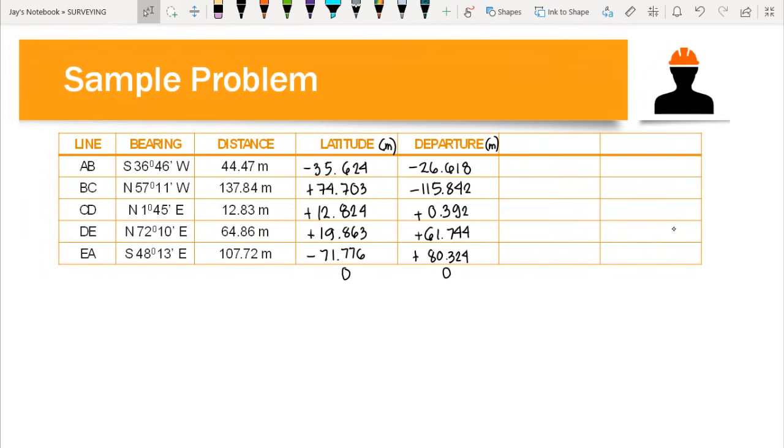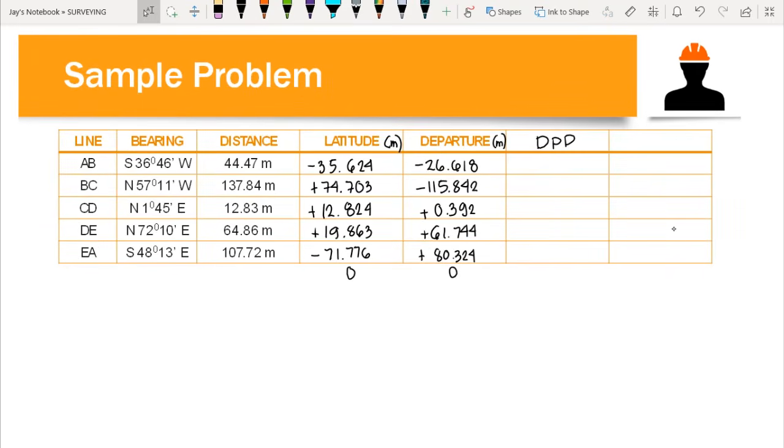In computing for the area, we use either DMD, the double meridian distance, or the DPD, the double parallel distance. But this time, I will be using DPD. So we add another column here, then we have the DPD value, or the double parallel distance. Now, the first procedure in DPD is that we write the first latitude of the first line. In line AB, the latitude is negative 35.624, and this is in meters.